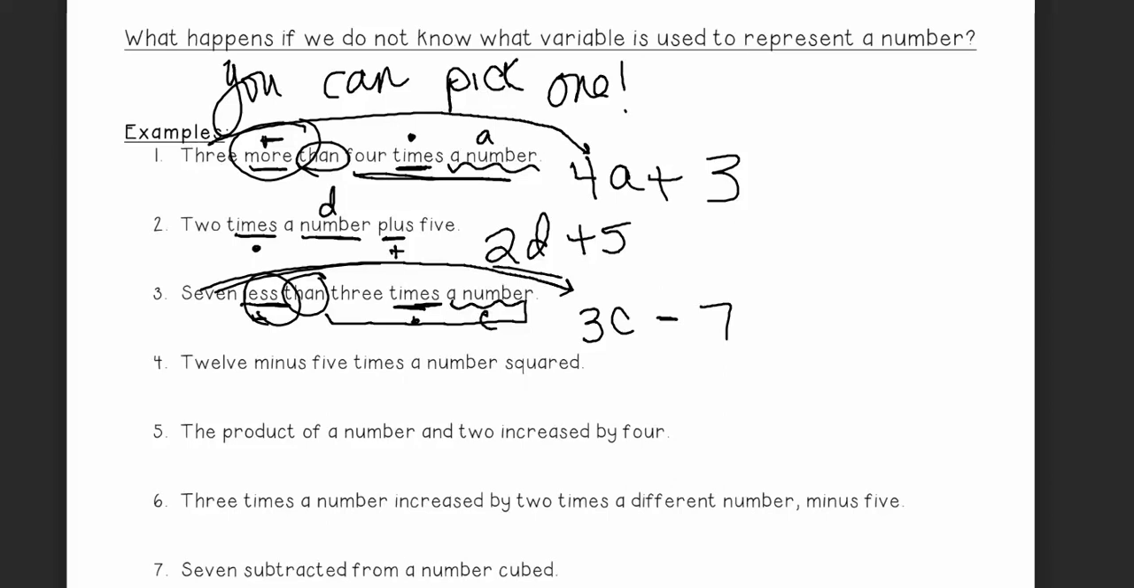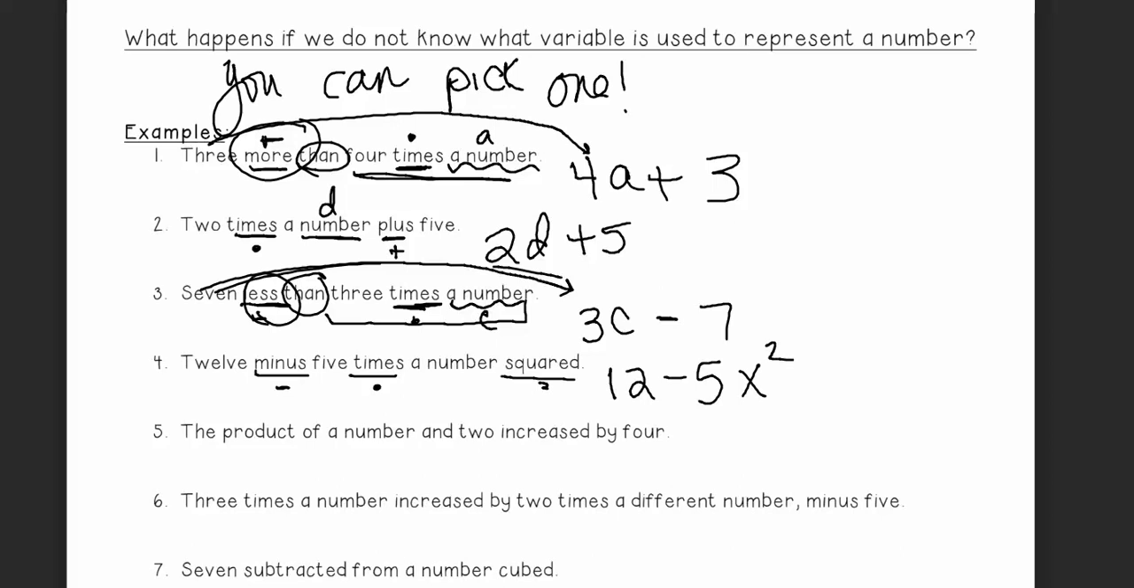I want you to pause this video, and I want you to try 4 and 5 on your own, and then I want you to unpause the video, and I'll go over it. Number 4 is 12 minus 5 times a number squared. So I know minus means minus. I know times means times. Squared is that teensy tiny 2 in the corner of my number. So I have no turnaround words, so I just write it as 12 minus 5 times a number squared.